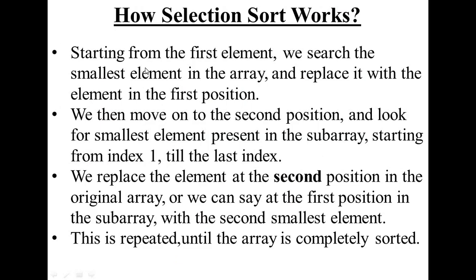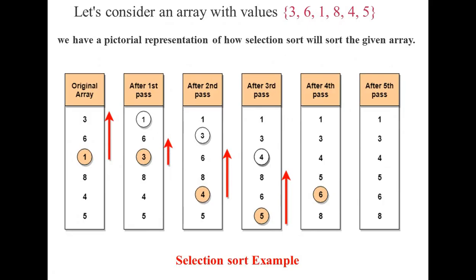Now we move on to the second position and look for the smallest element present in the sub array, starting from index 1 till the last index. We can check here, the first position is already sorted. Now what is the next smallest element? Except for the first element, from the remaining elements, which one is the smallest number? Now this 3 is the smallest number.